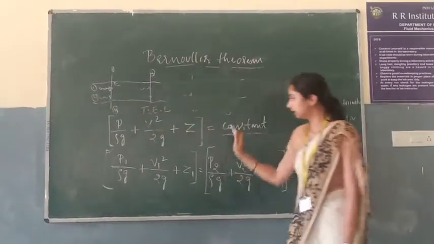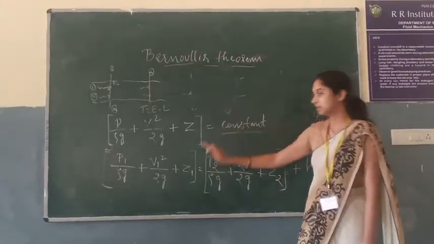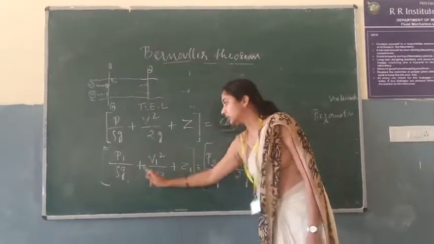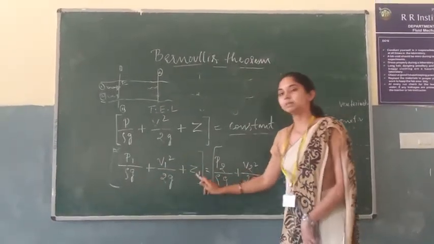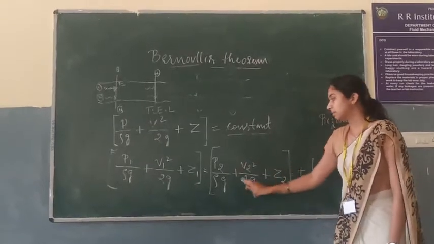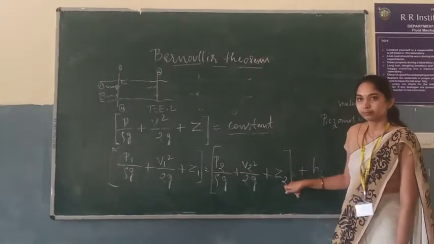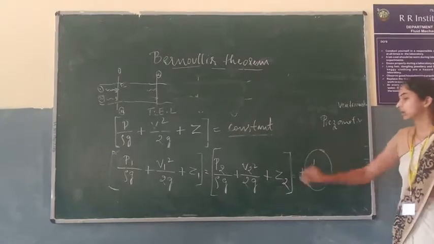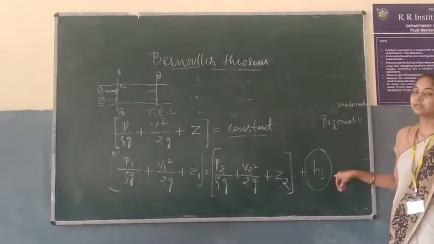So I have rewritten the original equation like this: P1 by rho g plus V1 square by 2g plus Z1, and P2 by rho g plus V2 square by 2g plus Z2, plus HL, the term for any loss we are going to get.